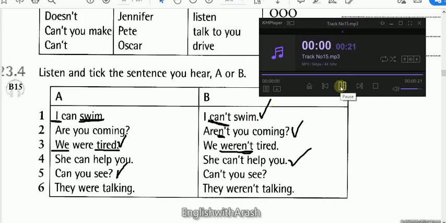Six. They were talking. This is also simple. They weren't talking, or they were talking. Which one? Good, Heli. 5 is A. 6 is A. Yes. Very well.